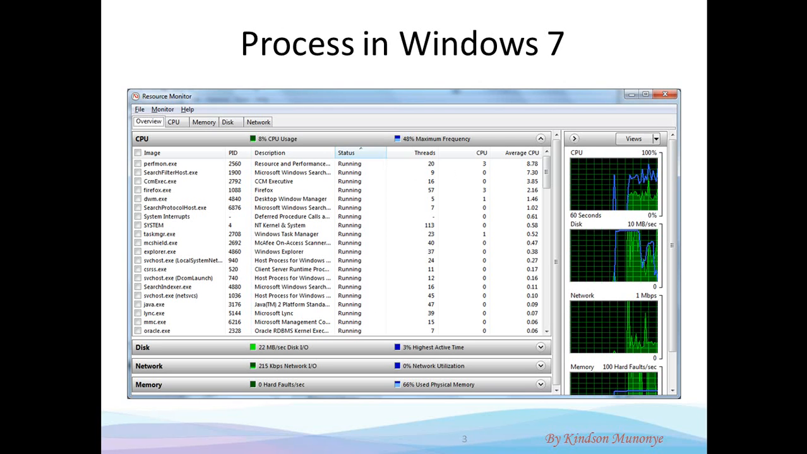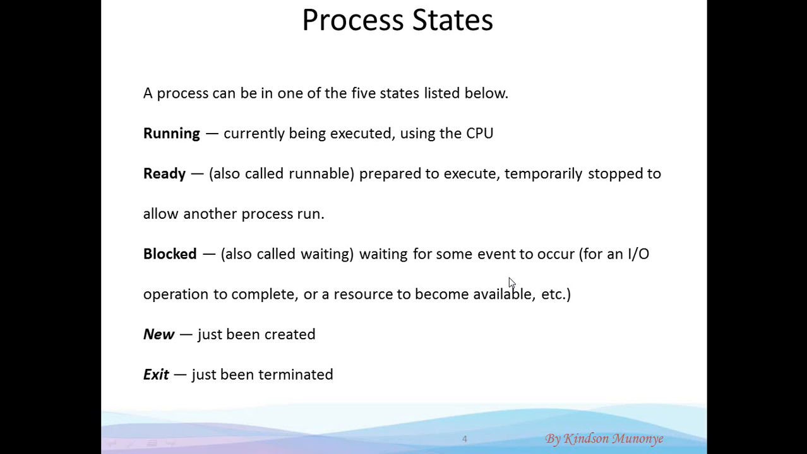I've just made a screenshot so I can show you in Windows 7. Using the Task Manager, you can get to the Resource Monitor and you can see the list of processes running in your system. A process has a name, a process ID, and a description. The status is, of course, running, and the process is made up of a collection of threads, and the impact on the CPU is also given here.